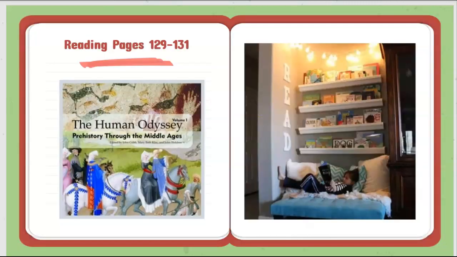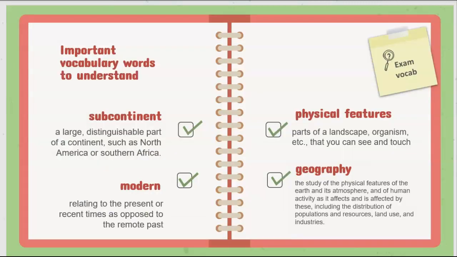And here we come to our reading pages. You need to have reading pages 129 to 131 complete for this lesson, which ties together everything you'll do with the flip video and with our online lesson as well as our regular class lesson. Important vocabulary words to understand: subcontinent is a large distinguishable part of a continent, such as North America or Southern Africa. If you take a look at a map, you'll see that it really sticks out differently than some of the other continents.